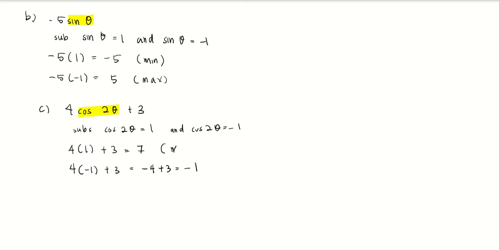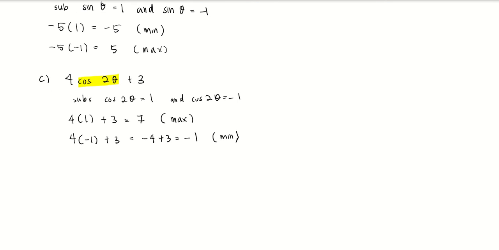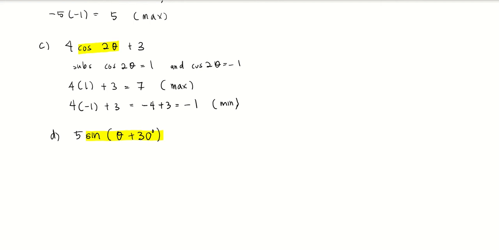Alright, so 7 is the maximum value and negative 1 is the minimum value. Alright, D is 5 sin theta plus 30 degree. So now we're going to substitute for sin theta plus 30 degree by 1 and negative 1.